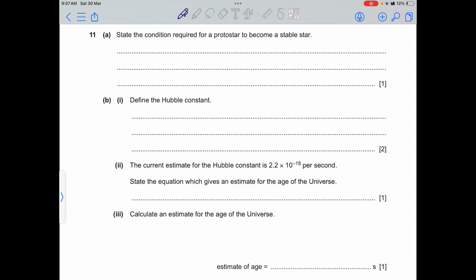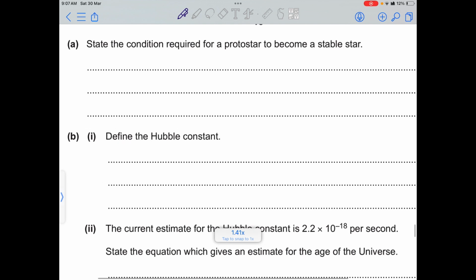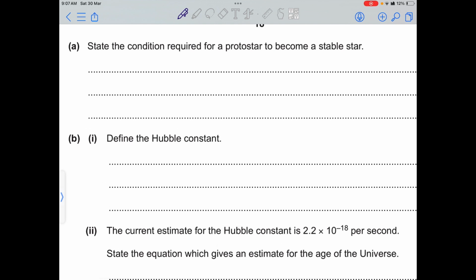Question number 11. State the condition required for a protostar to become a stable star. The condition required is that the inward attraction of the star is balanced by an outward force due to the high temperature at the center of the star. So that's what is right here.